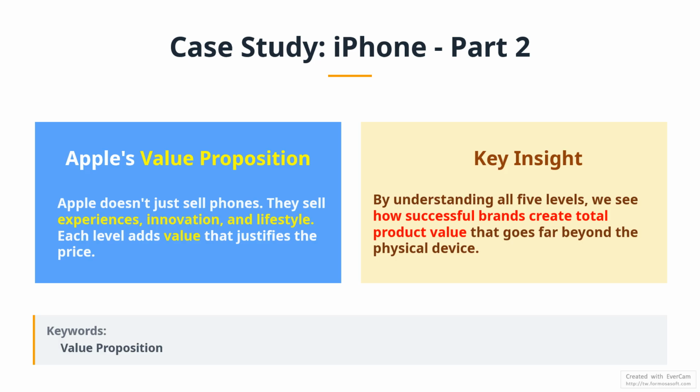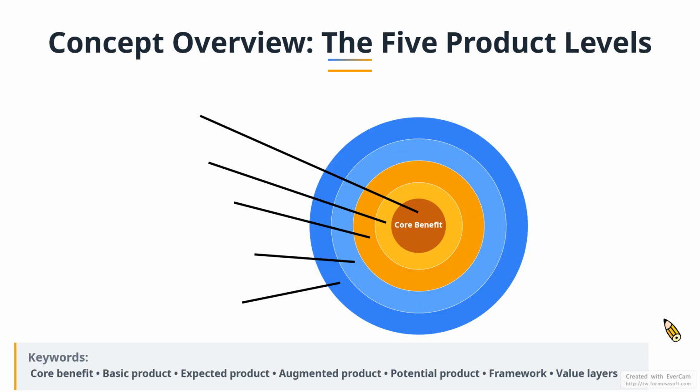So, in this slide, we will see Apple's value proposition. Apple doesn't just sell phones. They sell experience, innovation, and lifestyle. Each level adds value that justifies the price. So the key insight here is by understanding all 5 levels, we will see how successful brands create total product value that goes far beyond the physical device.